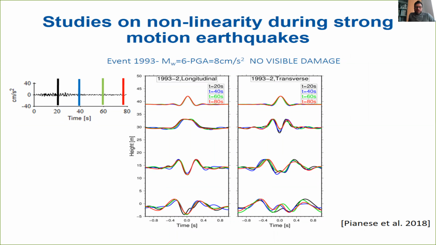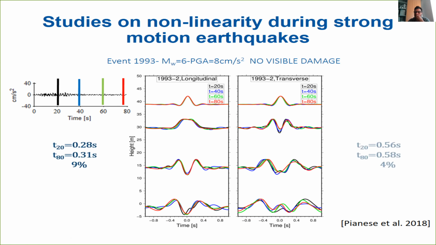Then there was another earthquake, in 1993, that was anyway generating an interesting PGA of 8 centimeters per second squared. But you immediately see it's a much smaller level of shaking. Even if we take windows in different parts of a seismogram, we observe that the Green functions are more or less stable. So there is nearly no change in the behavior of the building, and this is because this smaller earthquake did not generate damage in the structure.